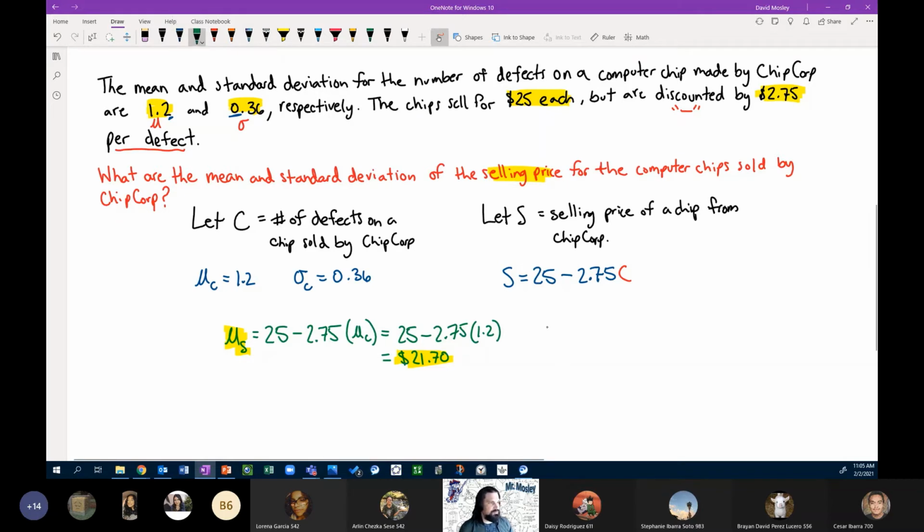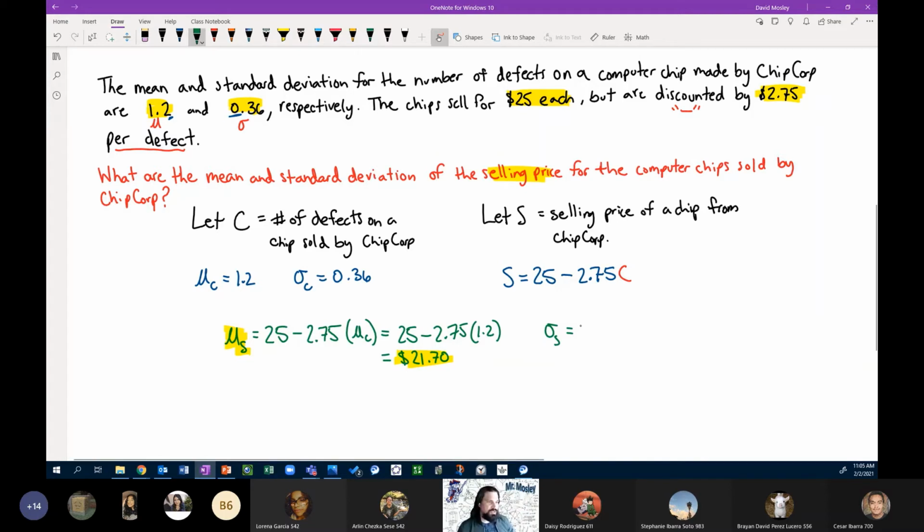Standard deviation of S. A standard deviation is a measure of spread. Measures of spread are only influenced by multiplying or dividing. They are not changed by adding or subtracting a constant. So that means we only need to concern ourselves with the 275.